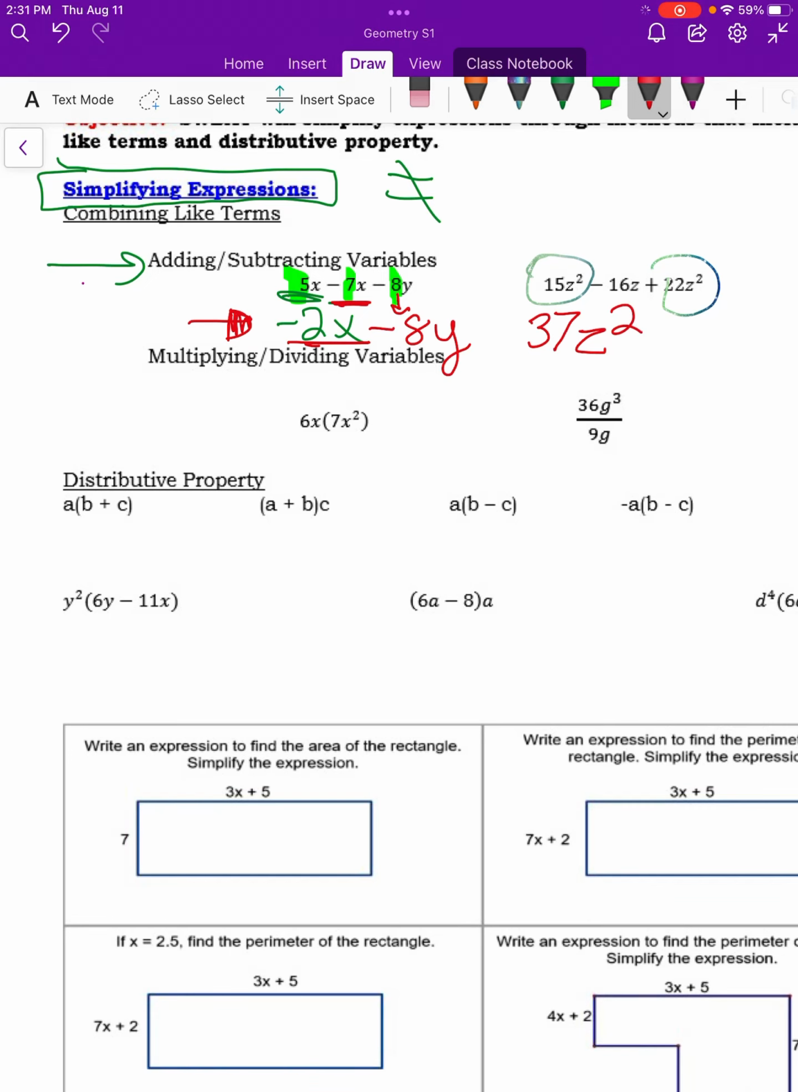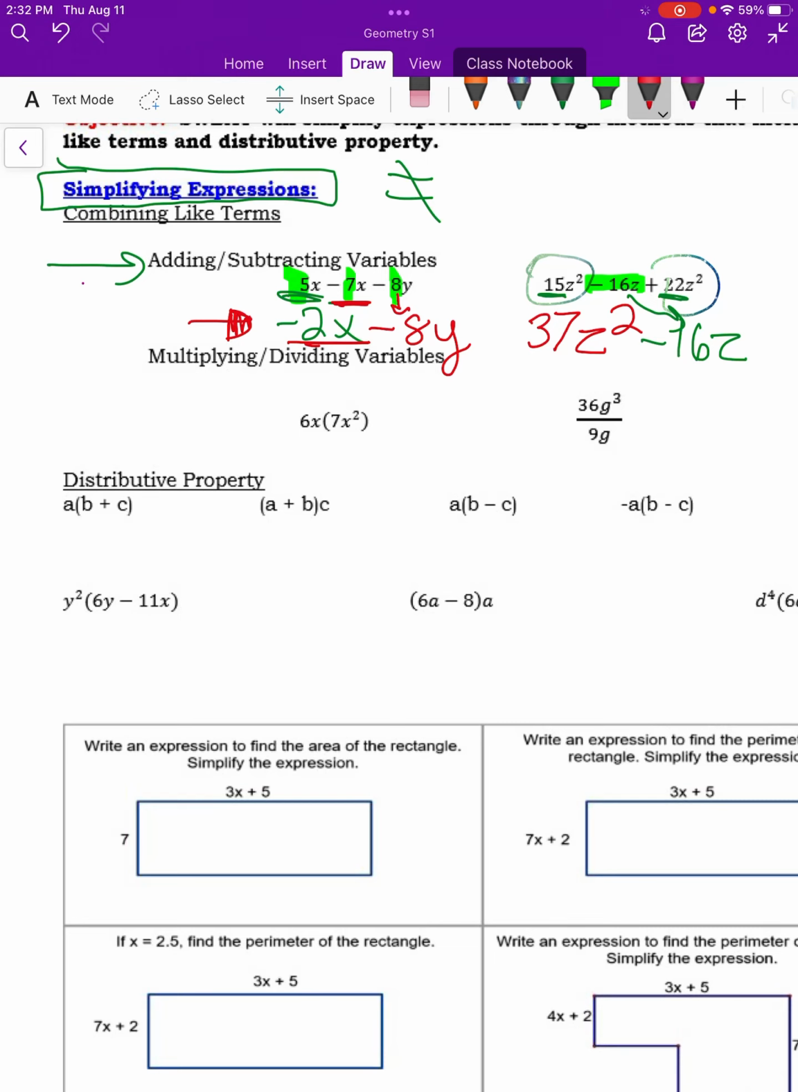They're the same idea. So 15 plus 22 is 37z squared minus 16z. Again, z doesn't have a friend. It just drops down. And you're going to have 15 plus 22. So when there's a minus in front, I want you guys to think of that as a negative. That is a negative 16z, even though it looks like subtraction. All right, so we'll be practicing that.